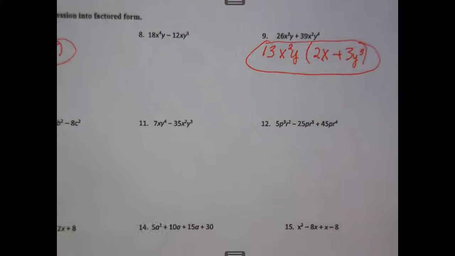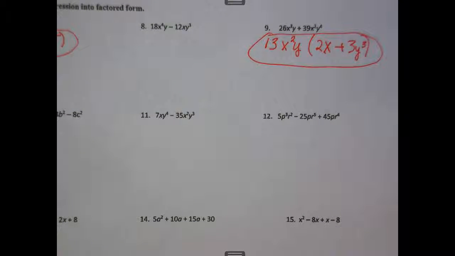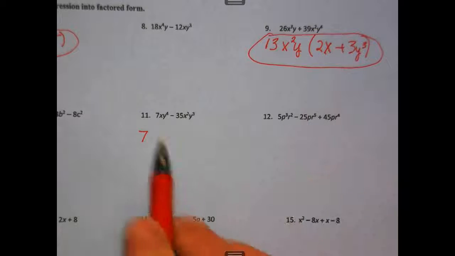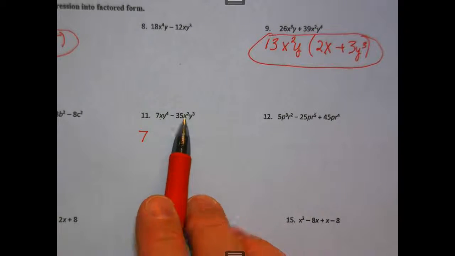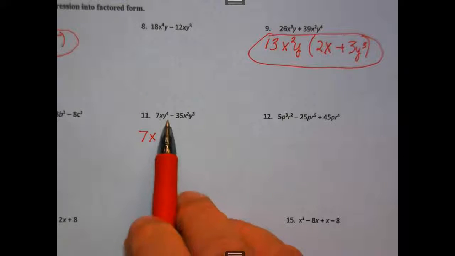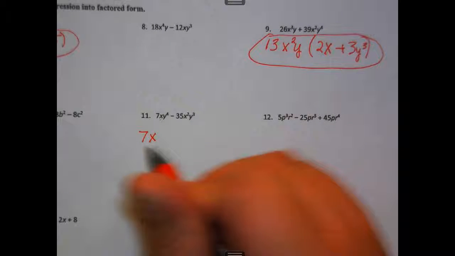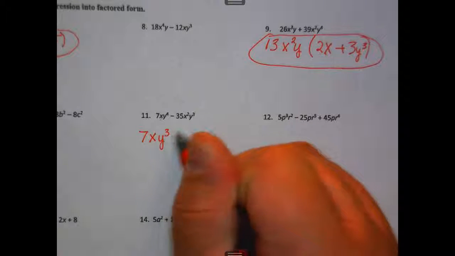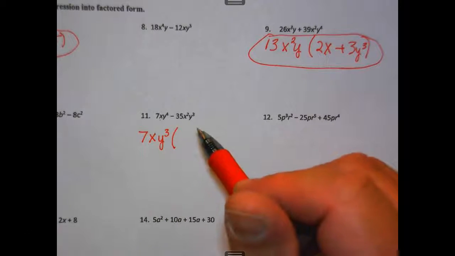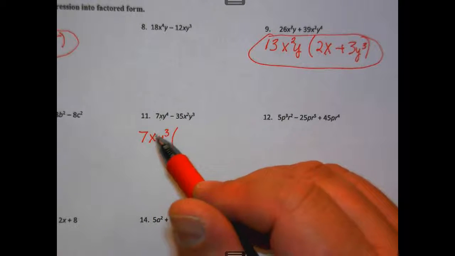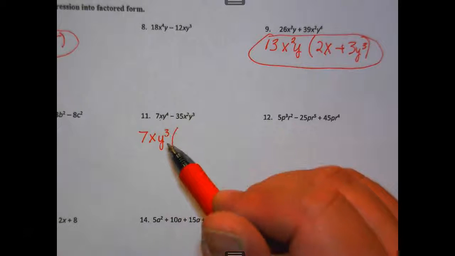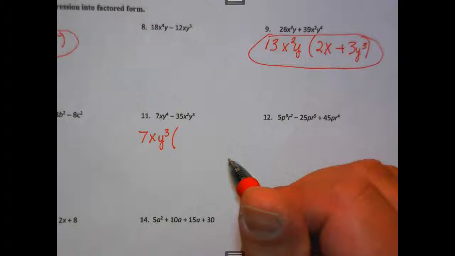Number 11. I can take out a 7 for the numbers. It has 1x, 2 x's. I can take out 1x. 4 y's, 3 y's. I can take out 3 y's. Let's see. 7 divided by 7 is 1. 1x, 1x. Cancel. 4 y's, 3 y's. I have 1 y left.